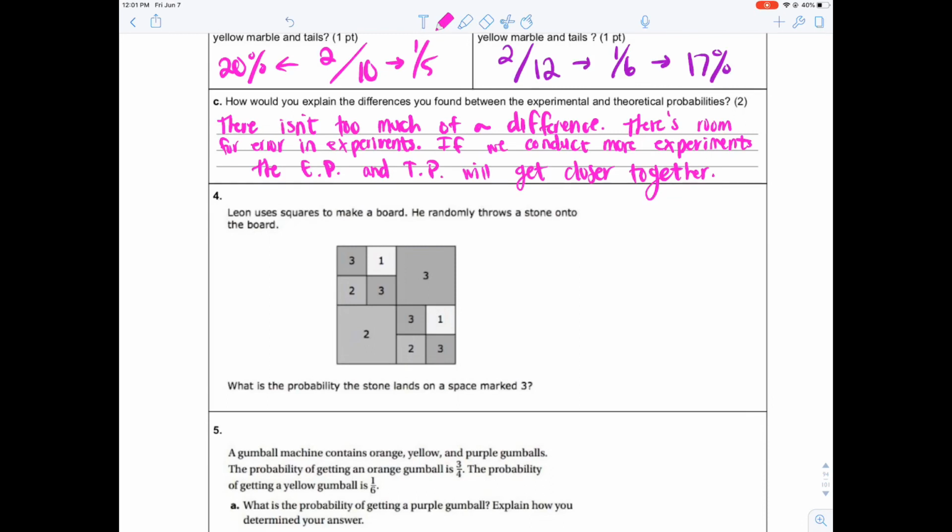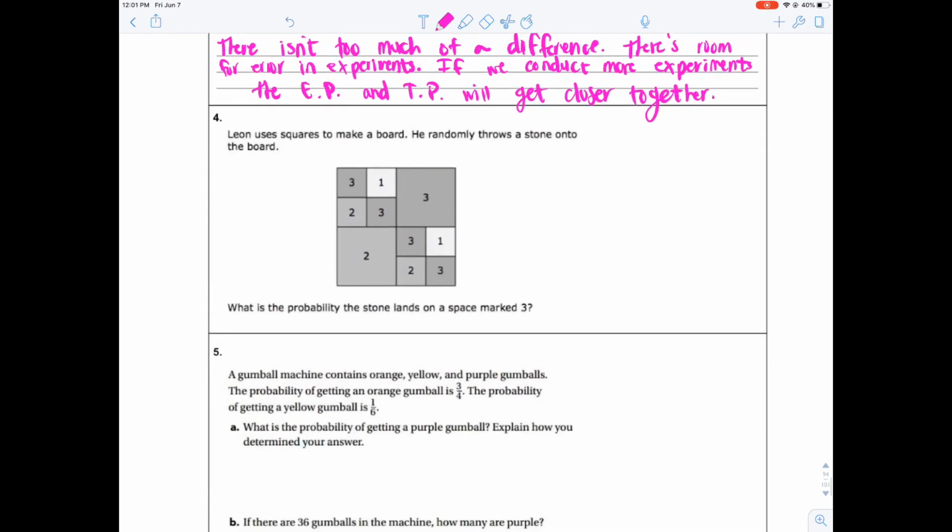Okay? All right, here we're going to get into some area models here. Okay? So Leon uses squares to make a board. He randomly throws a stone onto the board. What is the probability the stone lands on a space marked 3? So we're trying to find the probability of 3. Well, how in the world are we going to do this?